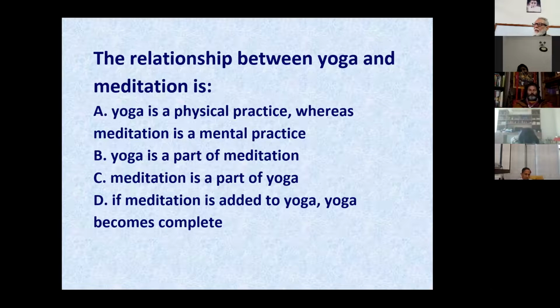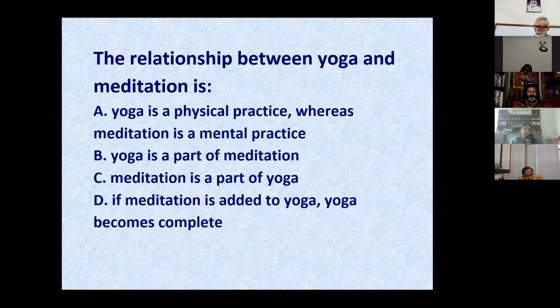The most common way of looking at it is what is indicated in A, that yoga is a physical practice, meditation is a mental practice. So yoga for the body, that is asanas and pranayamas, and meditation for the mind. So meditation is a part of yoga, yes. Yoga has a lot more than meditation and asanas and pranayamas, as we saw, the invisible part, but all the same, meditation is a part of yoga.